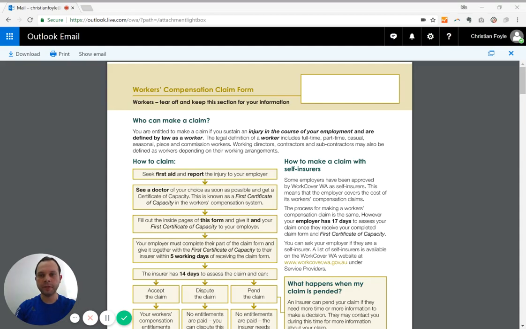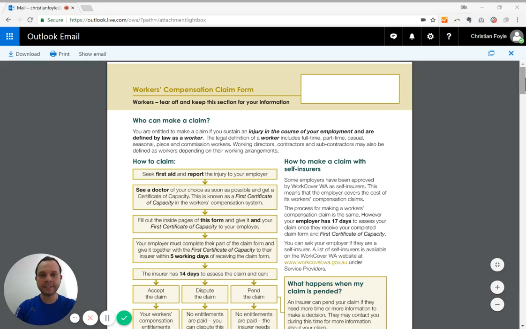Compensation Claim Form, which is one of two documents that you need to provide to your employer when making a workers' compensation claim. You'll see from here that the other document that you need to provide is the first certificate of capacity, which is usually completed by a person's general practitioner, and those two documents are all that you need to make a workers' compensation claim.